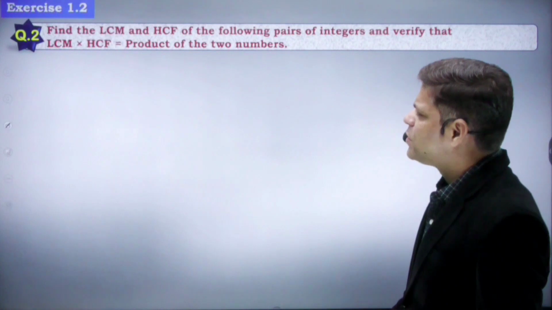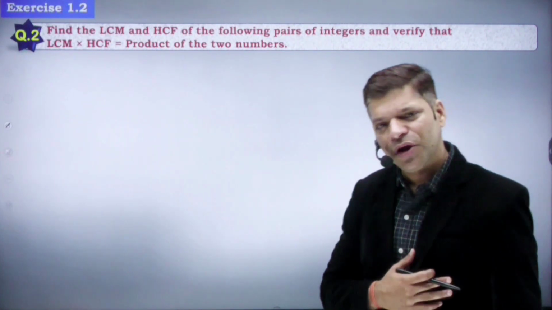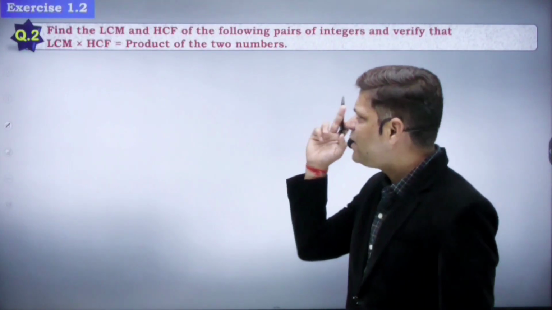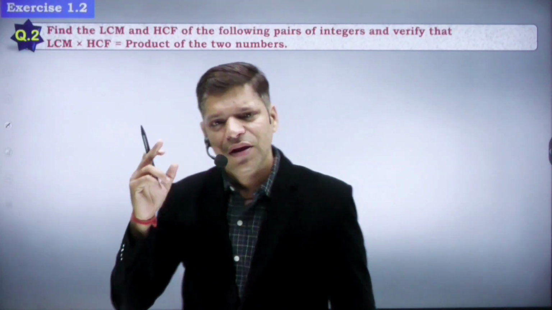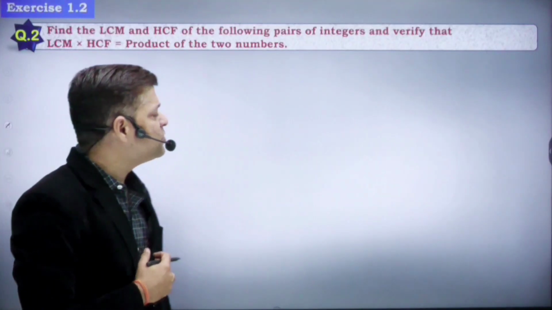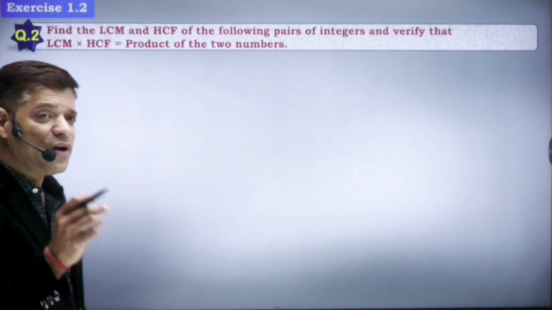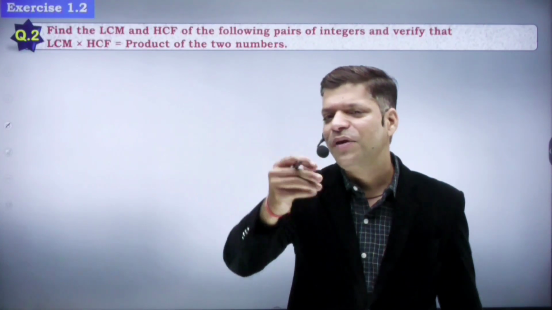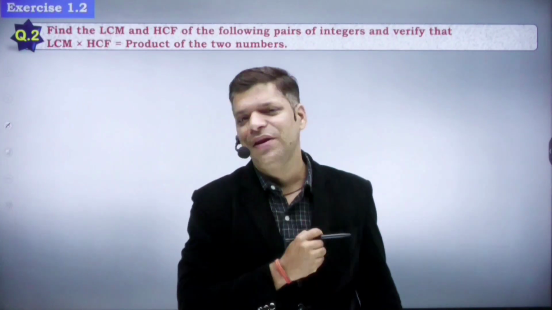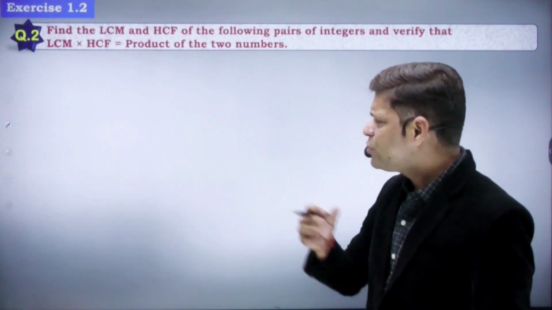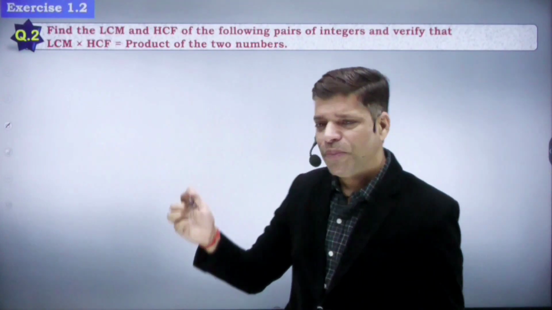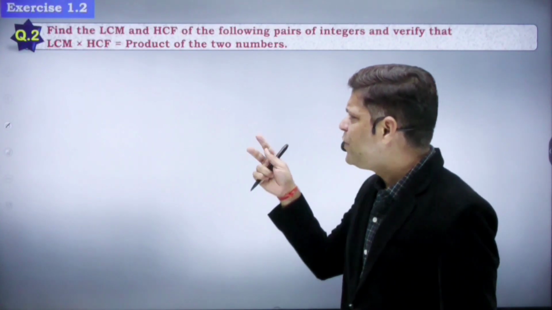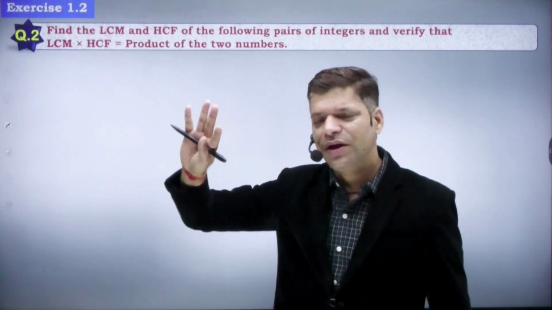The next one, question number 2 of exercise 1.2 NCERT. We have to find the HCF and LCM of the given pairs of integers, and we also have to verify the relation, that is HCF into LCM will be equal to the product of the numbers. Okay, so both points we have to find out. The first is LCM and HCF, and also we have to check the relation, right?